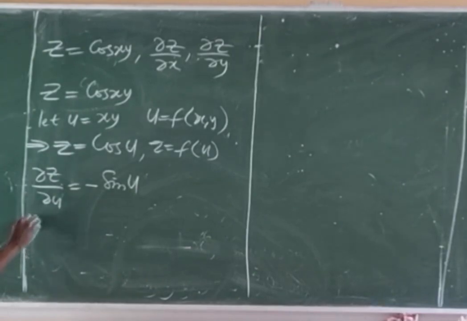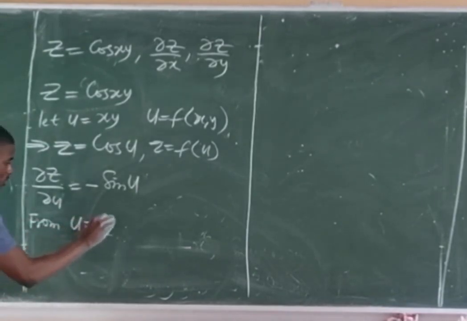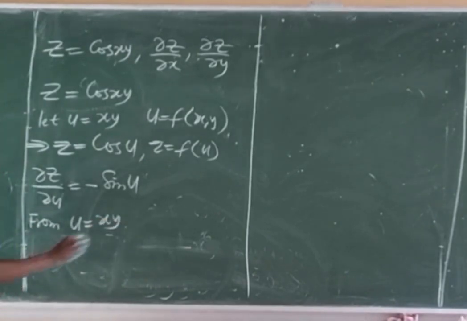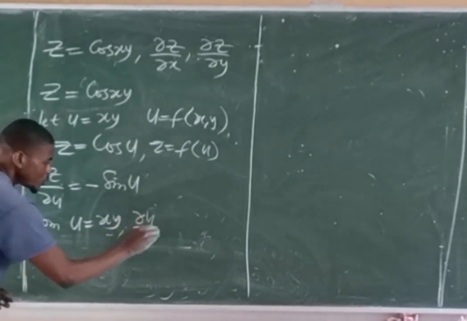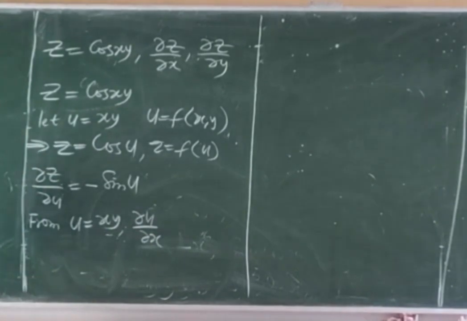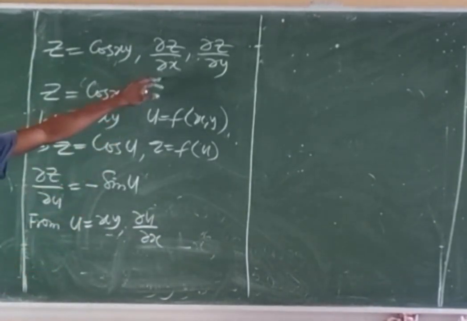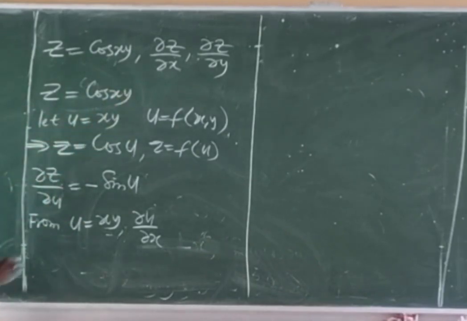But from u equal to xy, I cannot find the partial derivative of u with respect to x, because the question says I should find first partial z, partial x. So that's what we're looking at. Partial u, partial x: if you're differentiating u with respect to x from the formula method, it means I'm going to treat y as constant. So keep y as constant.